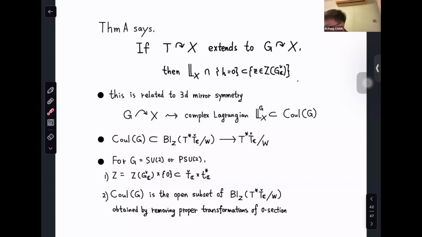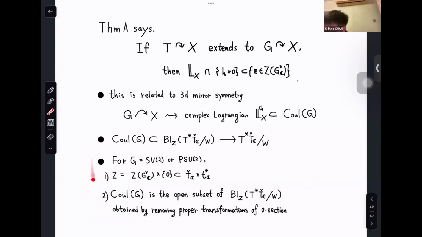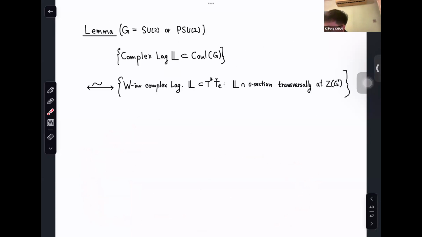So yeah, in rank 1 it's easier to describe the Coulomb branch. Using the description of the non-abelian Coulomb branch in rank 1, it is easy to show the following.